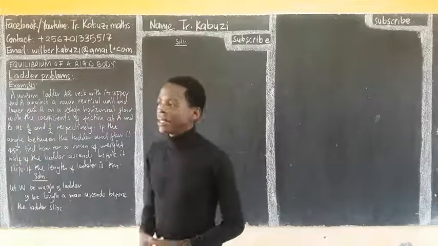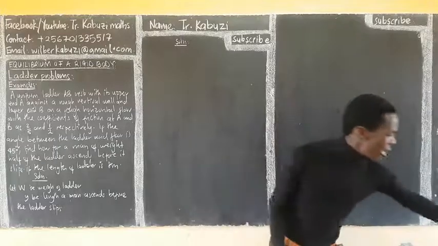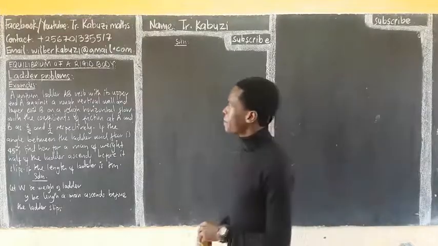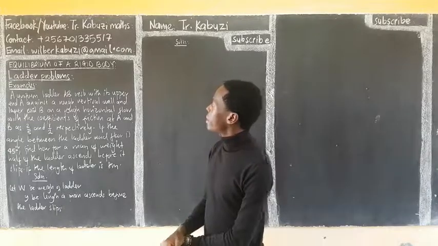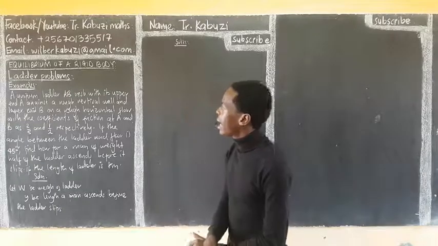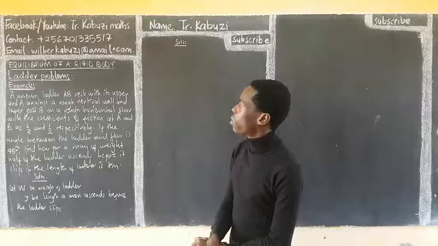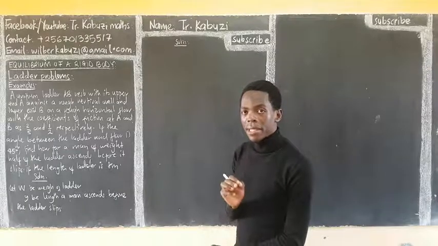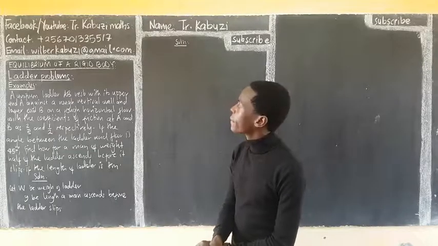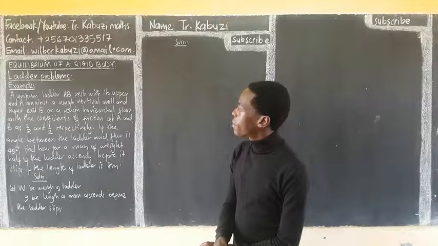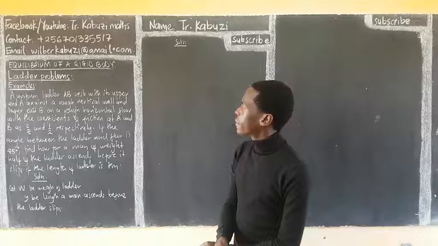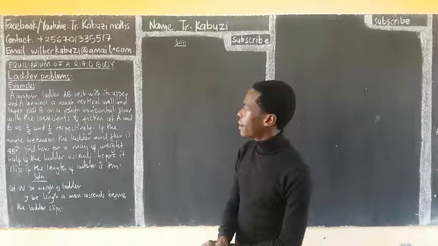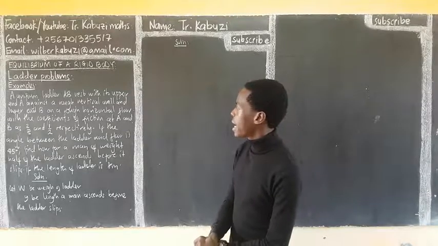Okay, let us now look at cases of climbing ladders. We are going to start with a simple one, and then progress to more difficult ones. A ladder AB rests with its upper end A against a rough vertical wall. Remember, when you hear the word rough, it means that we expect friction somewhere. And B is on a rough horizontal floor, so friction there too, with the coefficient of friction at A being 2/5 and at B a half respectively.